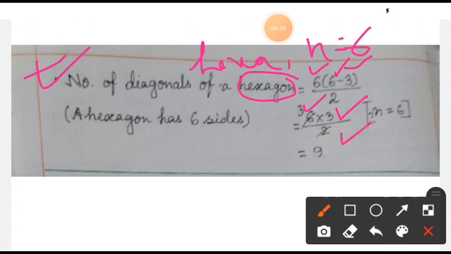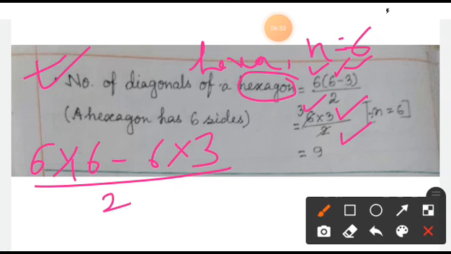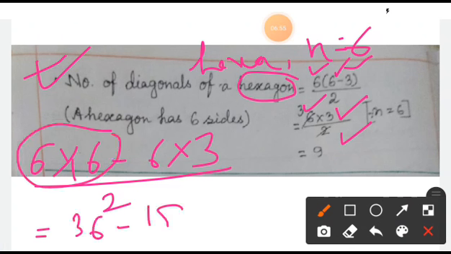Now yesterday some of you were asking why we cannot do it using the distributive property. You can definitely do it using the distributive property. It will give the same answer: 6 into 6 minus 6 into 3 by 2. You can check whether you get 9 or not. 6 into 6 means 36, minus 6 into 3, that is 18, by 2. So 36 minus 18 is 18, 18 by 2, which is 9.